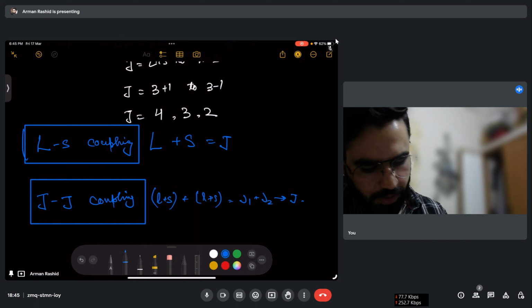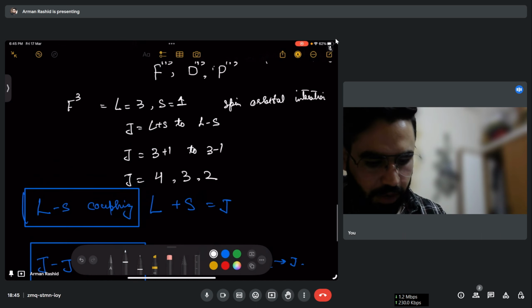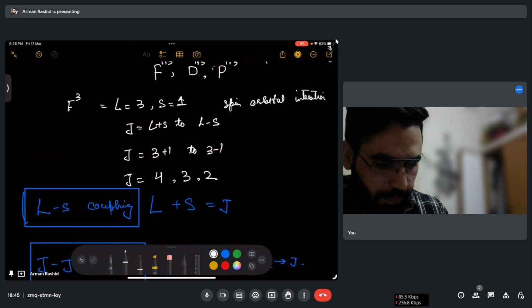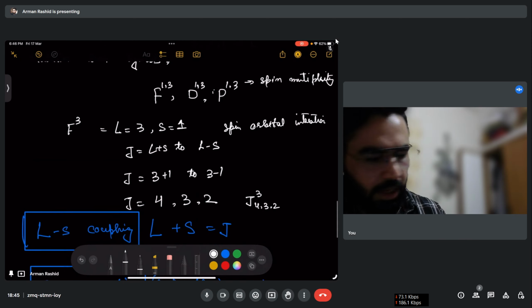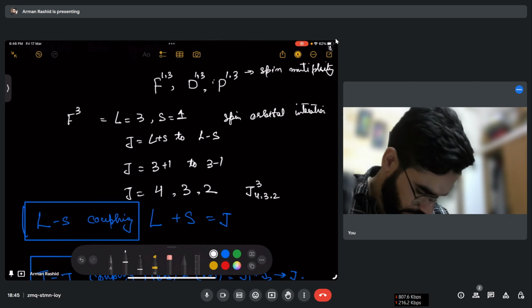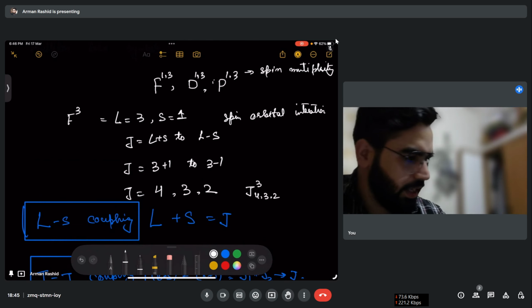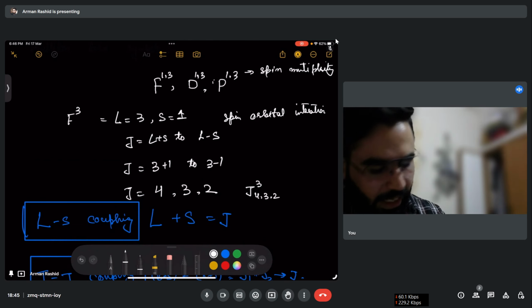Now what we have shown here is F, so F3 has 4 states: 4, 3, 2. Okay, similarly it has 4 states. So J has 4 states.